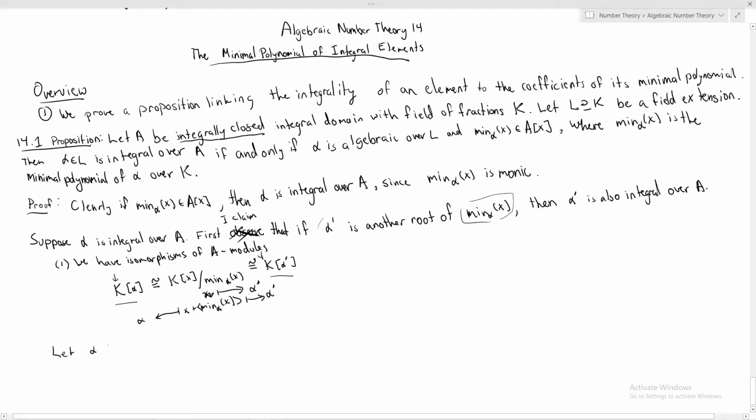So I'm going to say, let alpha satisfy, let's say, alpha to the n plus c n minus 1 alpha to the n minus 1, and so on, plus c naught equals 0, with these c_i's in A. Then, if we call this isomorphism sigma, so I've got this isomorphism sigma here, consider what happens when I apply sigma to the whole thing.